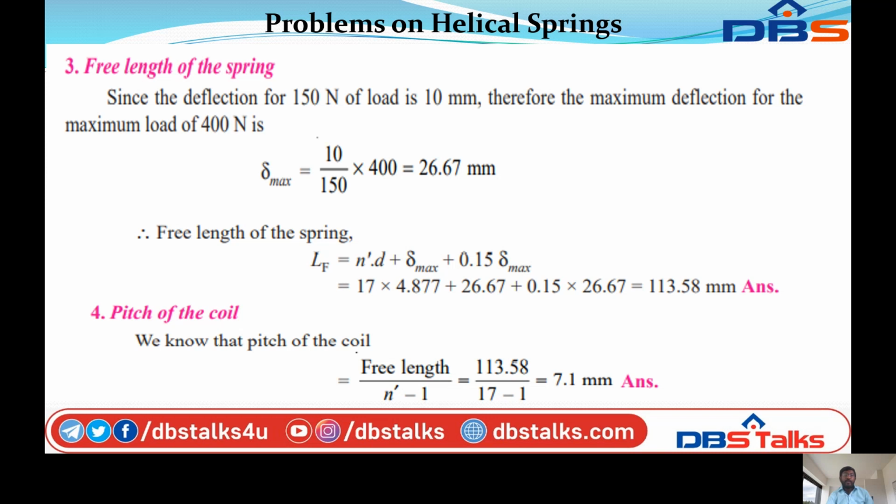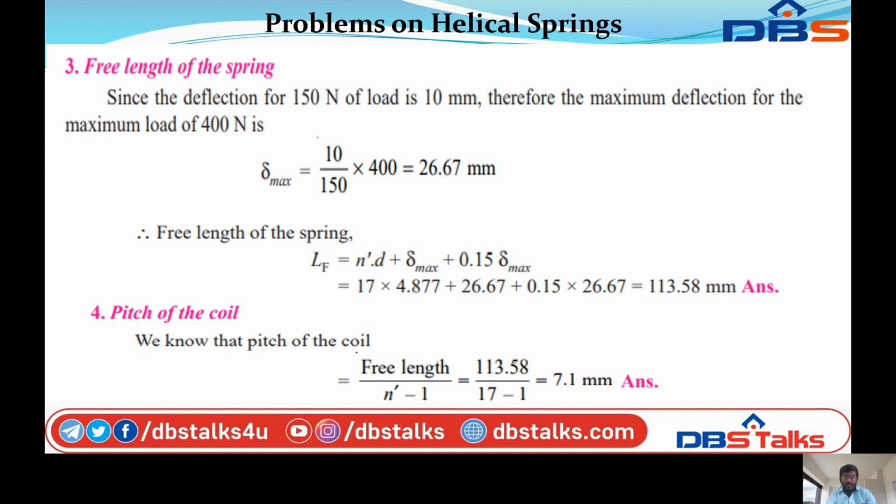So we can calculate the free length of the spring. LF = n' × d + delta max + 0.15 × delta max. Substituting the values, n' = 17, d = 4.877, delta max = 26.67, so LF = 17 × 4.877 + 26.67 + 0.15 × 26.67, which is equal to 113.58 mm.